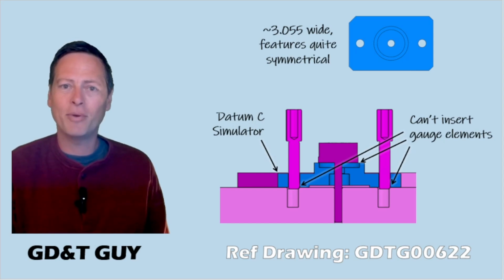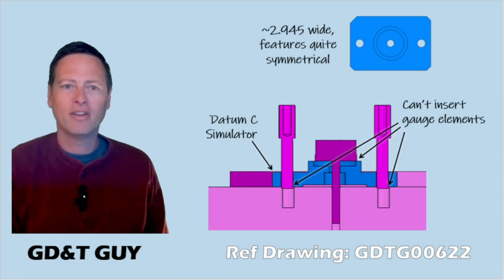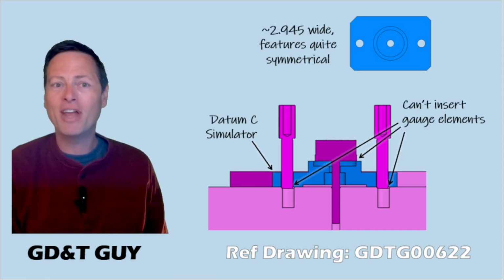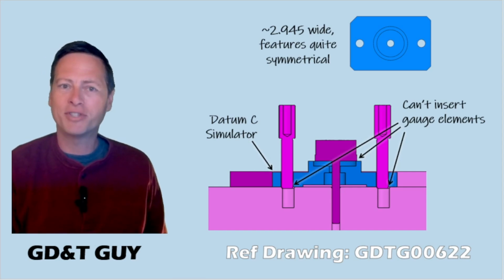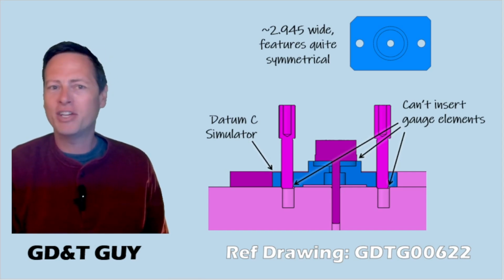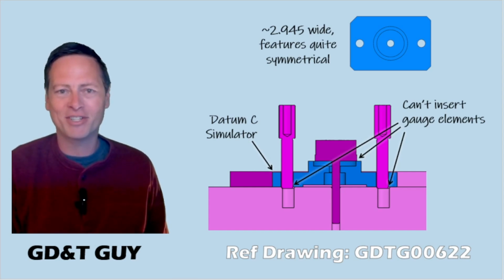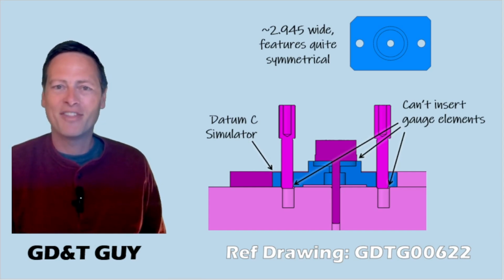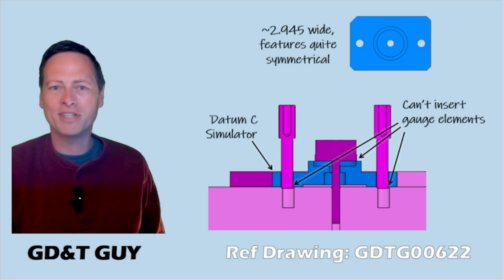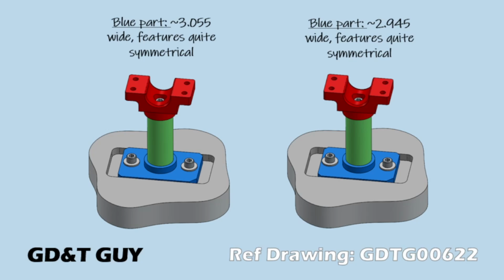Unfortunately though, if we look at the cross section, we can't get the gauge elements to insert, and so this part would fail inspection. A very similar thing happens when we are narrow on the 3-inch width, but still quite symmetrical. The gauge won't go together, and we fail inspection. It is interesting though with this one, that if we could pull the part away from the datum C simulator just a little bit, the gauge elements would drop right in, wouldn't they? And so here's what those look like in assembly. Pay special attention to where the washers are in relation to the ends.